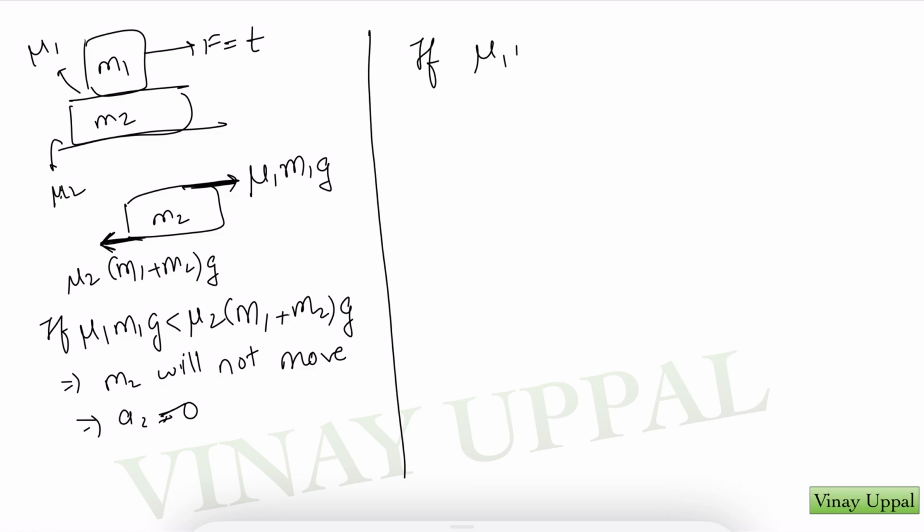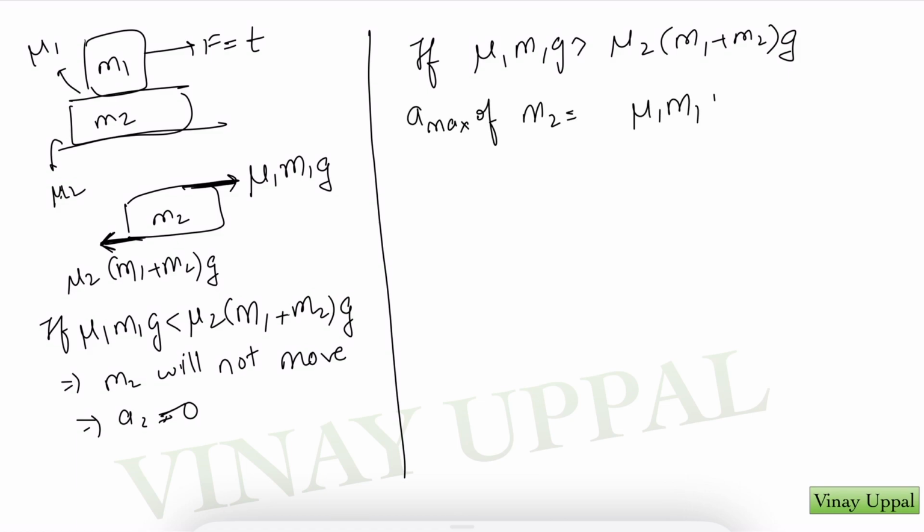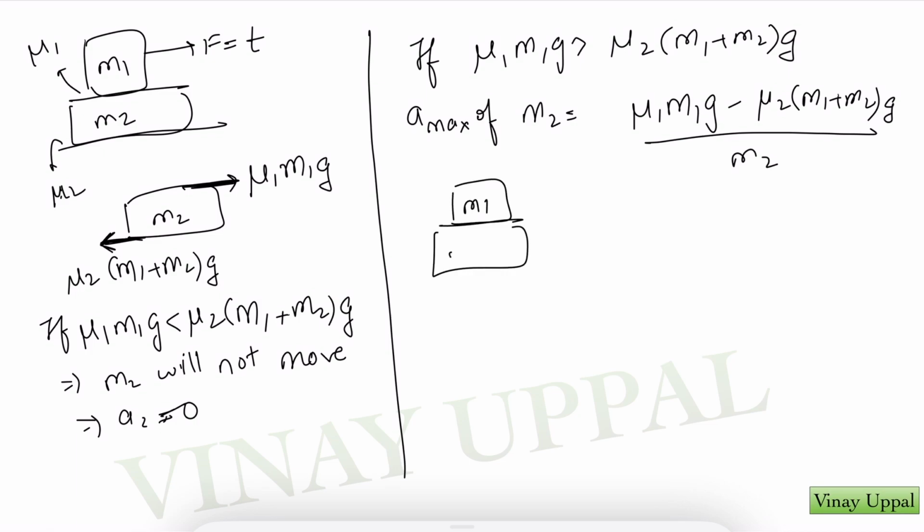Let's look at the case where mu1 M1 g is greater than the ground friction, so M2 also is able to accelerate. In that case, M2 will accelerate. The maximum possible acceleration of M2 would be the net force divided by M2. Until then, till it reaches this maximum acceleration, the entire system is moving together.